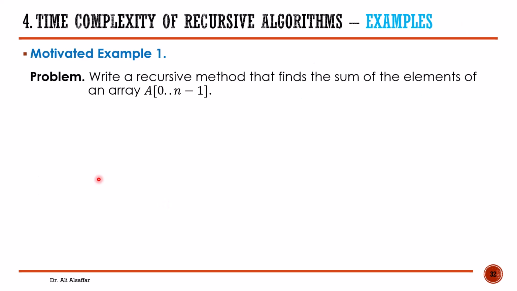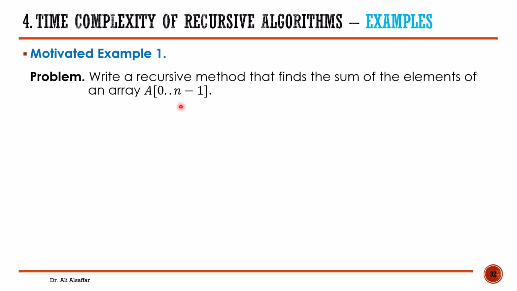To continue the discussion on recursion, we will present two motivating examples, showing you how to think recursively to get a solution to a problem. The first example is finding the sum of the elements of an array. So we want to write a recursive method that finds the sum of the elements of an array called A. Its first element is at index 0 and the last element at index n-1, where n is the size of the array.